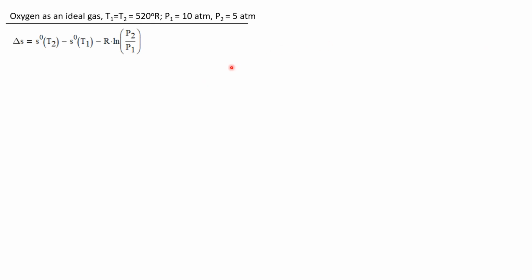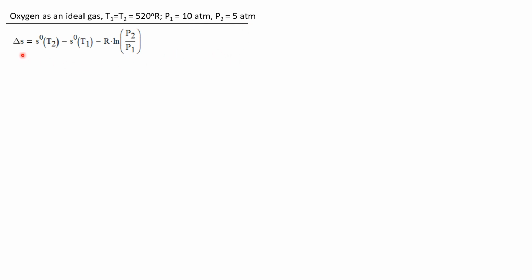Let's look at our final problem. Oxygen is an ideal gas. The temperature is constant for this process. T1 is equal to T2, and both are at 500 degrees R. The pressure of state 1 is 10 atmospheres. The pressure at state 2 is 5 atmospheres.